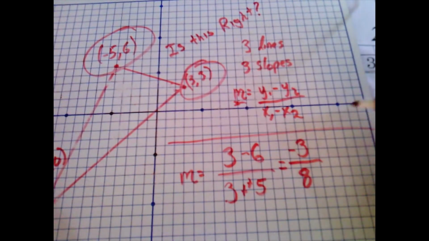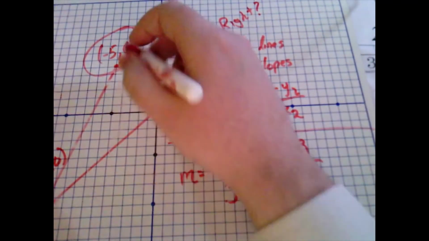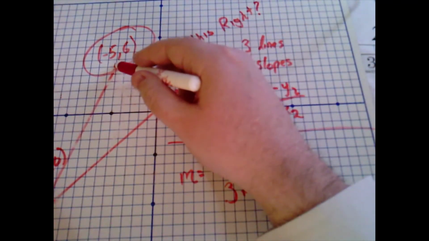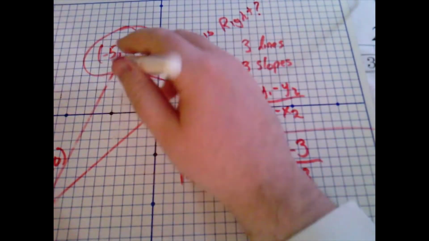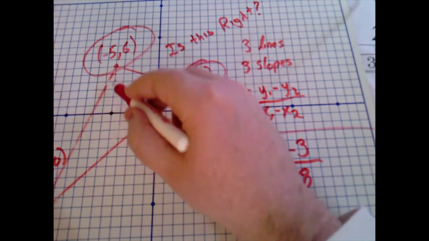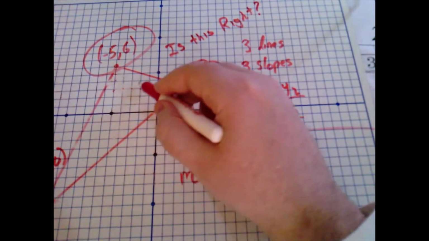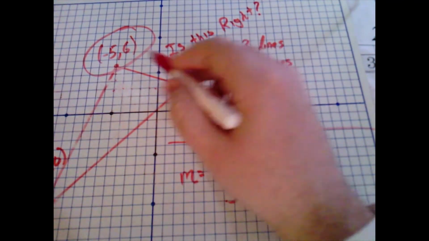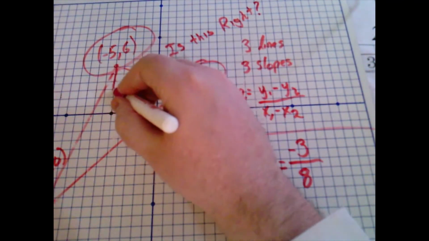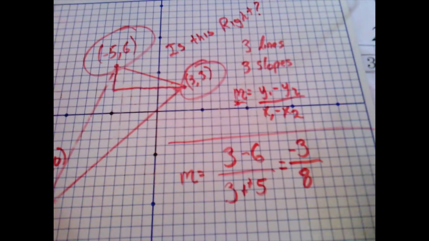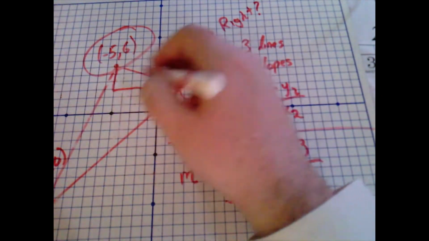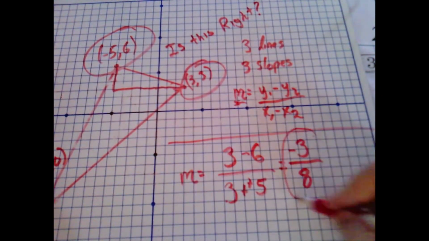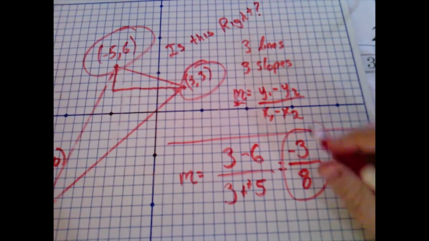Hey, actually, I know a trick. If I have such nice points here, I could actually count the rise over the run. I actually have a fall over run because I have a negative slope, but 1, 2, 3 and 1, 2, 3, 4, 5, 6, 7, 8. That's another way I could have determined what this slope is here. Okay. So the rise over run here, or the fall over the run, is negative 3 over 8. The slope here is negative 3 over 8.